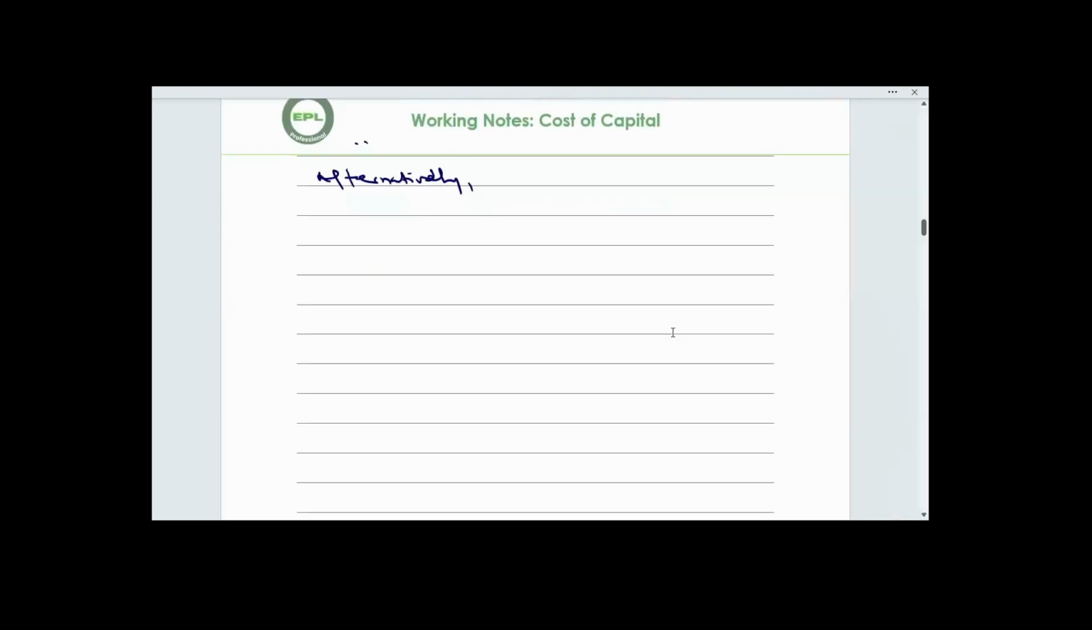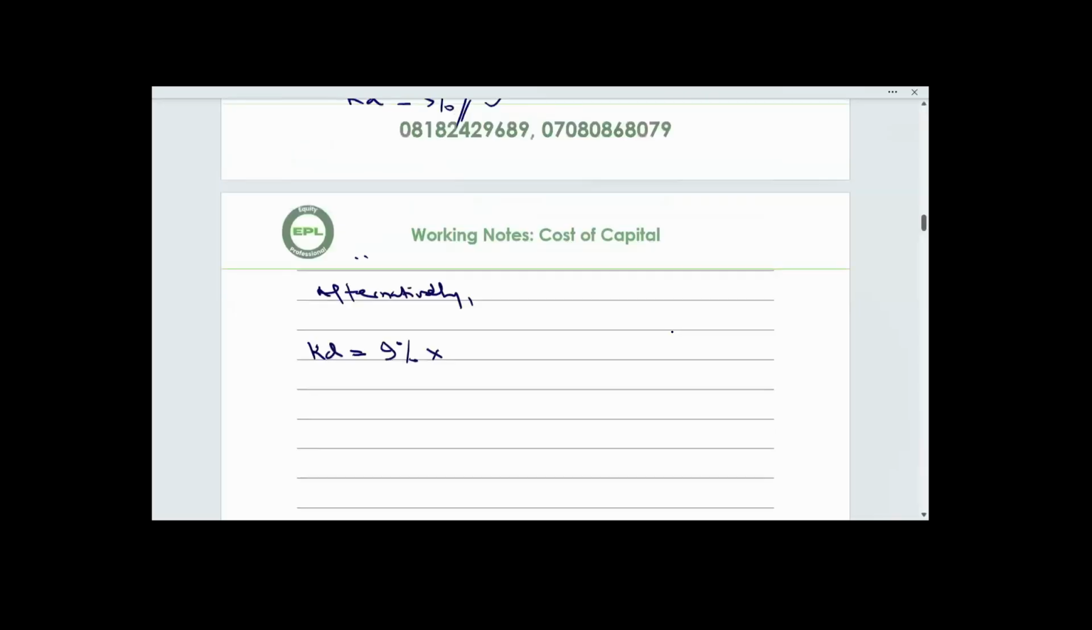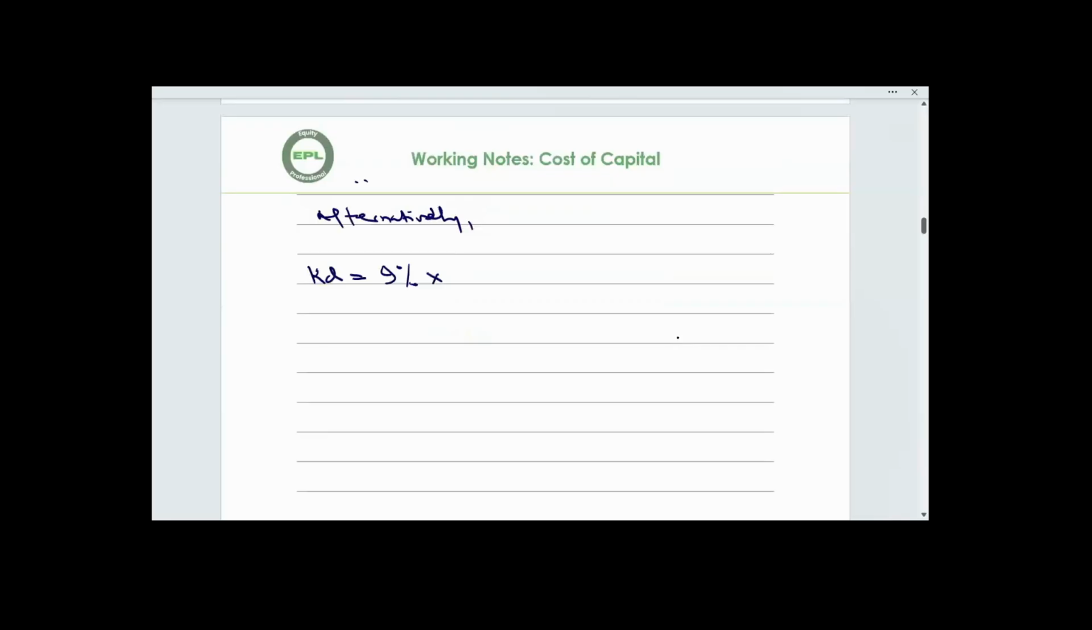Okay, alternatively, if I want to use absolute value to calculate my cost of debt, I will say Kd equals 9% multiplied by the nominal value. The nominal value of the debt is 10 million naira, so multiply by 10 million, then divided by the ex-interest price, which is 102 naira. So I would then say 10 million.